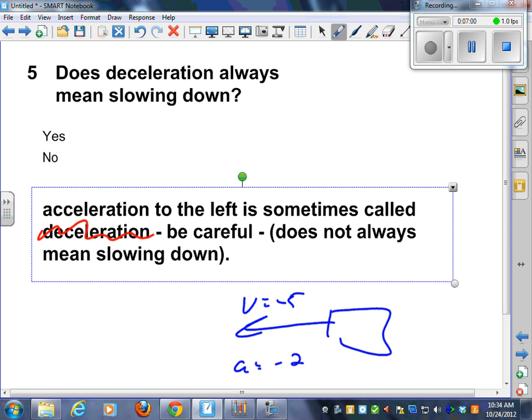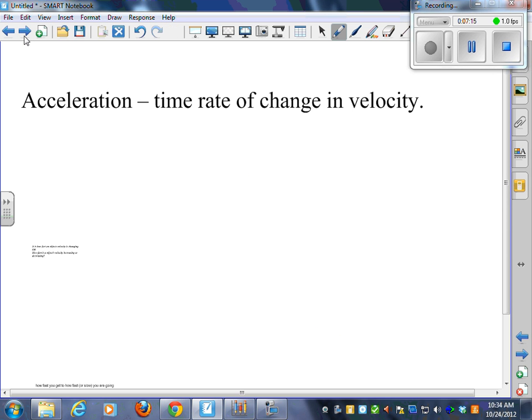I use the expression negative acceleration, and negative acceleration doesn't always mean slowing down. Okay? Probably out there in the real world, deceleration tends to mean slowing down, right? But you won't hear it much from me. Okay. That's an important thing.